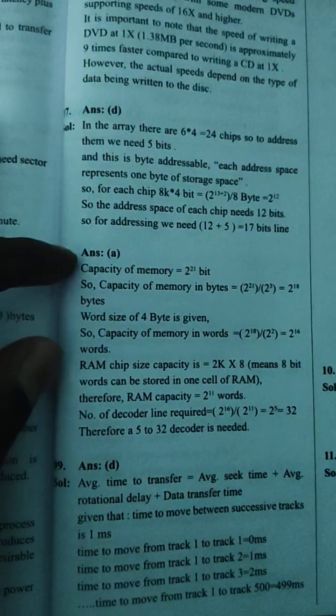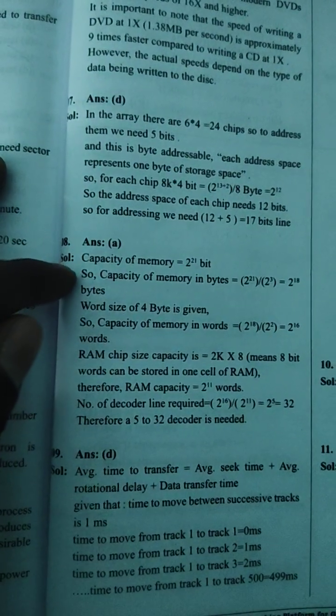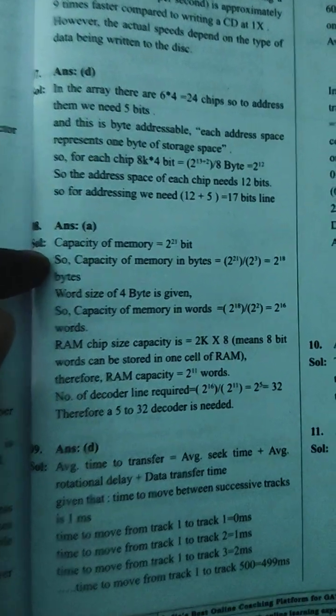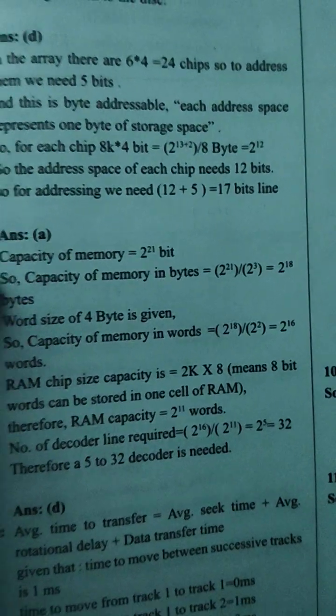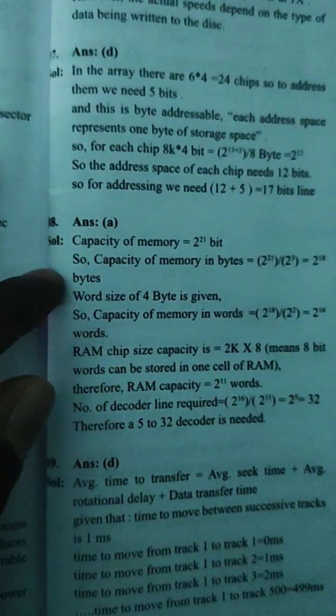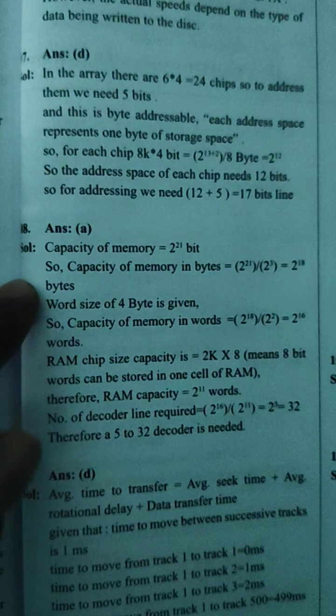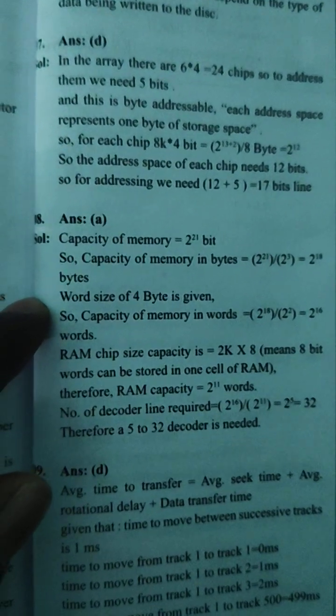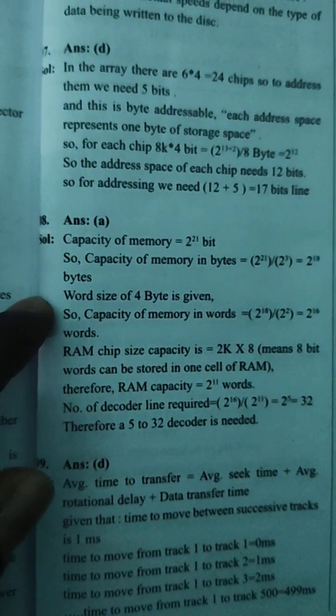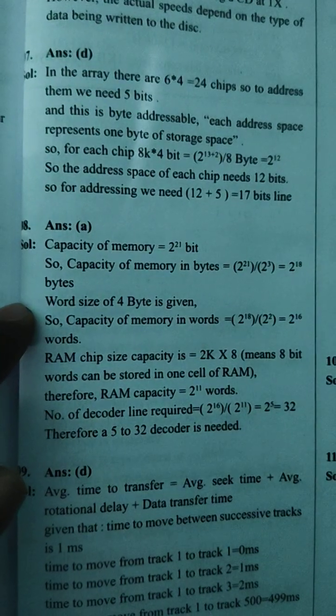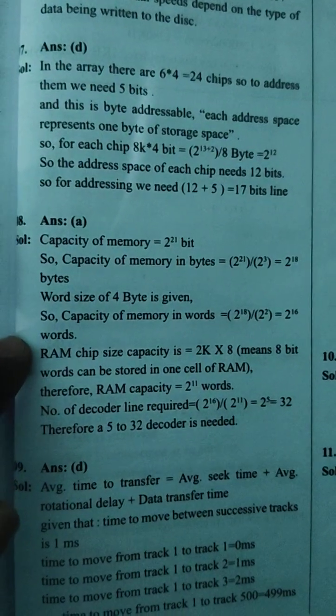Capacity of memory is equal to 2 power 21 bits. So the capacity of the memory in bytes is equal to 2 power 21 divided by 2 power 3, that is equal to 2 power 18 bytes. Once the word size of 4 bytes is given, the capacity of the memory in words is equal to 2 power 18 divided by 2 power 2, that is equal to 2 power 16 words.